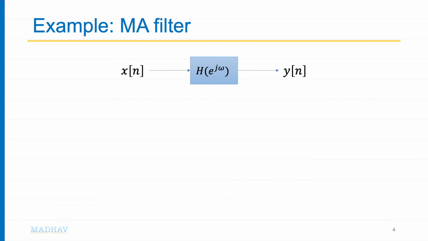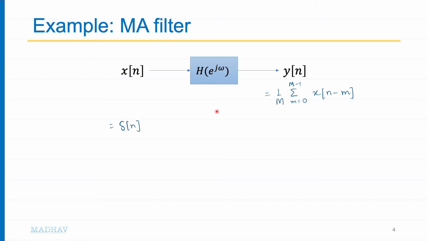Now, let's take an example. So that was the basic theory, but now let's see an example. So we have this system. Let us take a moving average filter. So what is the y of n for a moving average filter? We have y of n is 1 upon M and the sum over the previous M minus 1 terms. That is what a moving average filter is.